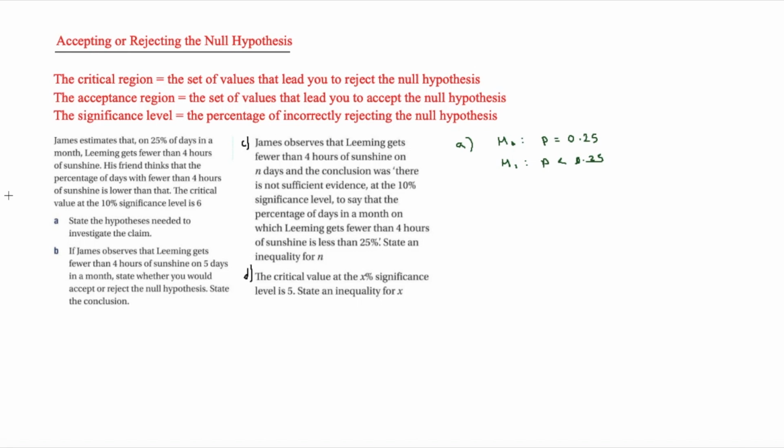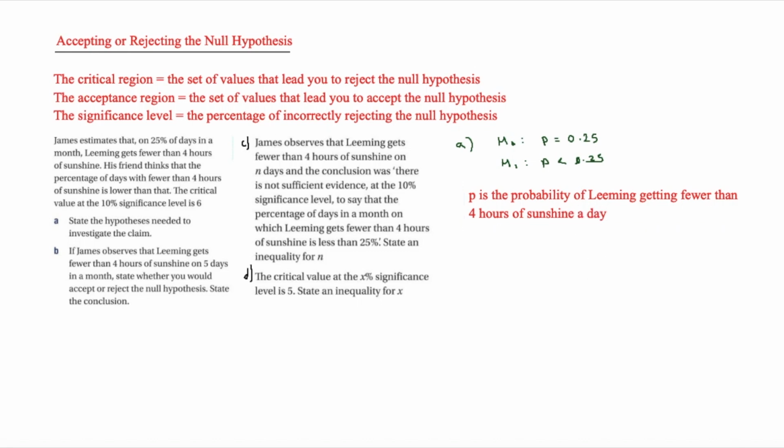Now in these sorts of questions, it's also often good to define what P is. So we can say that P is the probability of Leeming getting fewer than 4 hours of sunshine a day.